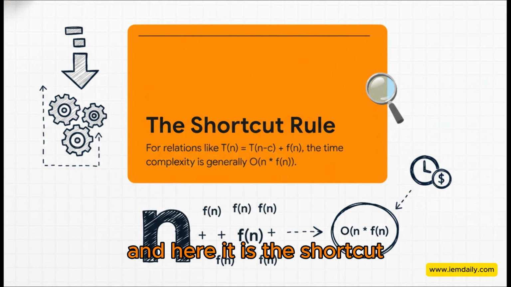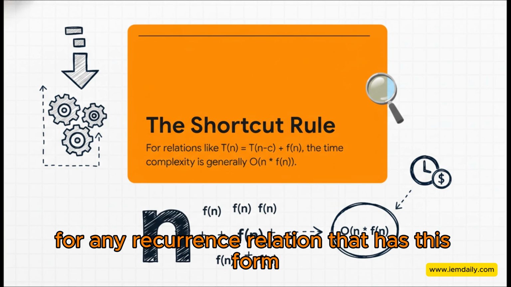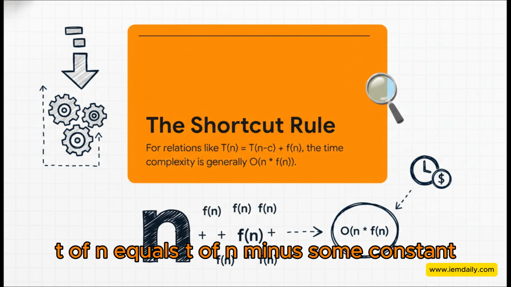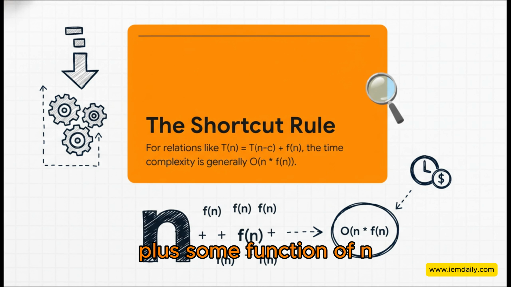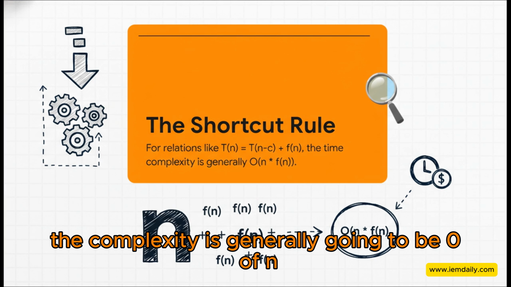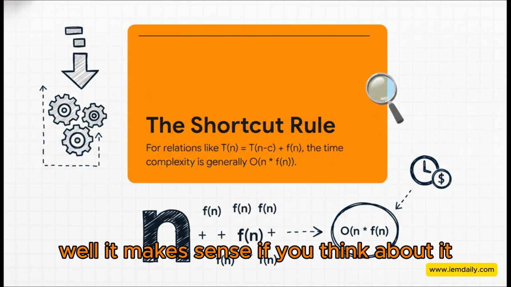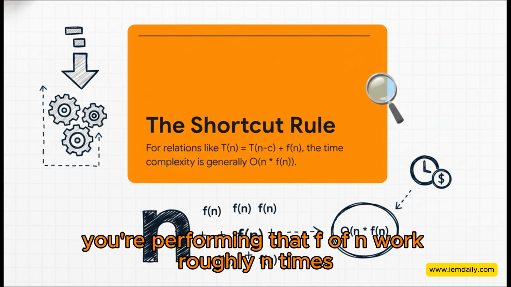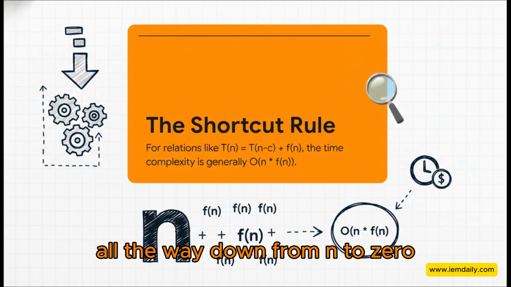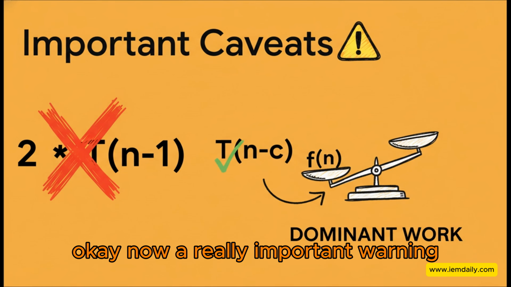And here it is, the shortcut. For any recurrence relation that has this form, t of n equals t of n minus some constant plus some function of n, the complexity is generally going to be O of n times f of n. Why? Well, it makes sense if you think about it. You're performing that f of n work roughly n times as the recursion counts all the way down from n to 0.